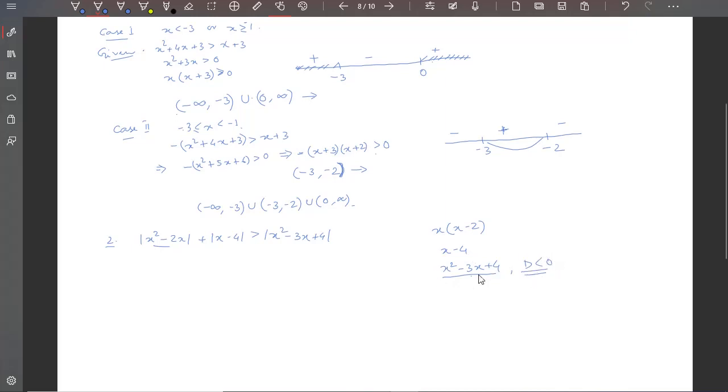When d is less than 0, it takes the sign of the a. Here a means plus 1. So this is always positive. This expression is always positive. So its modulus value will be always positive. Okay. Now x square minus 2x.